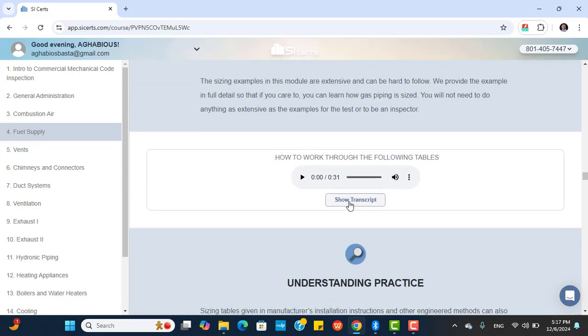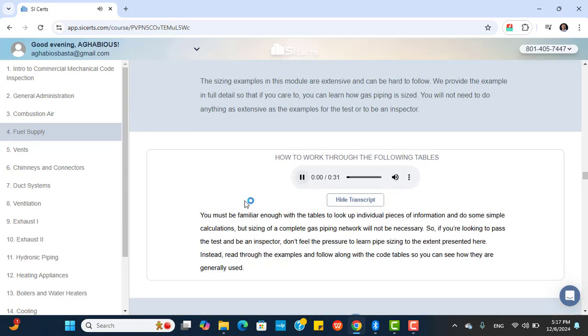How to work through the tables: to be an inspector, you must be familiar enough with the tables to look up individual pieces of information and do some simple calculations. But sizing of a complete gas piping network will not be necessary. So, if you're looking to pass the test and be an inspector, don't feel the pressure to learn pipe sizing to the extent presented here. Instead, read through the examples and follow along with the code tables so you can see how they are generally used.